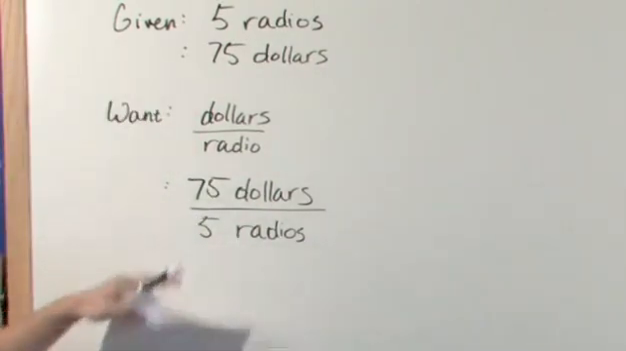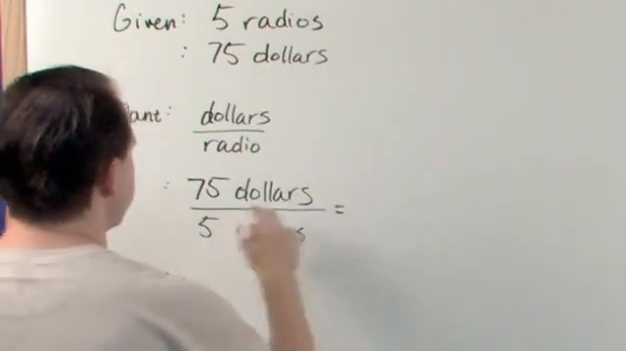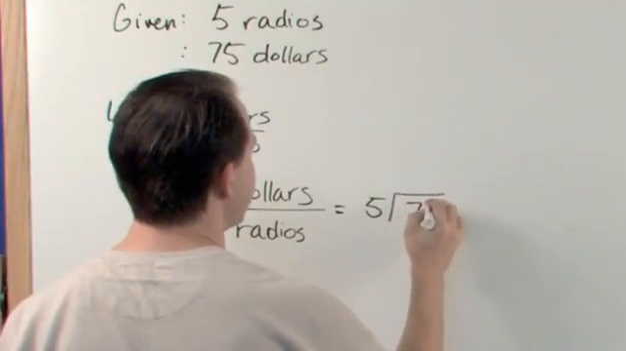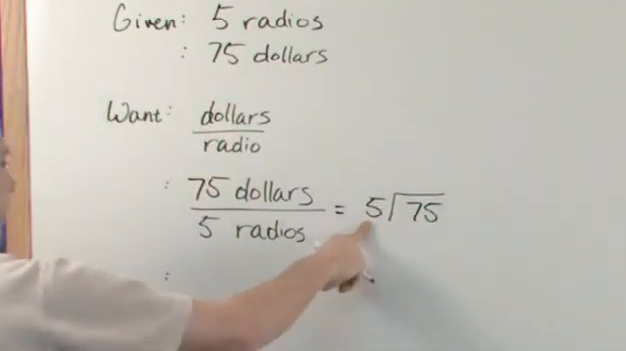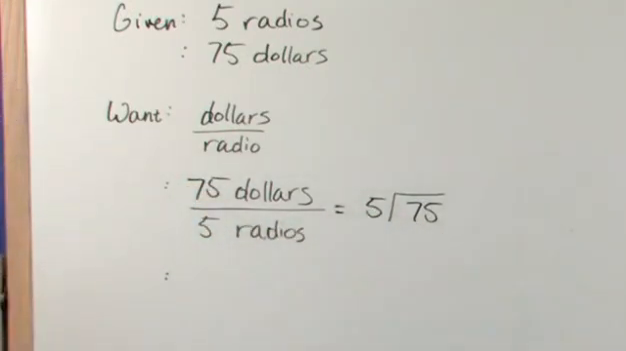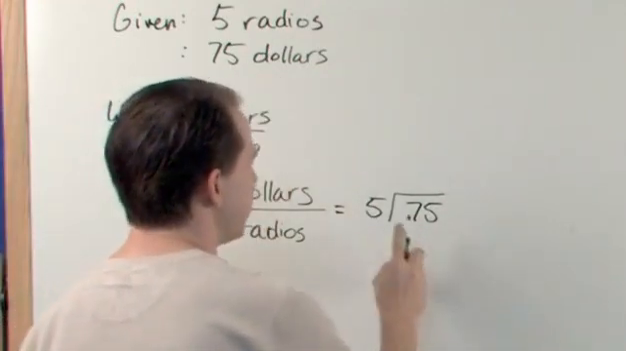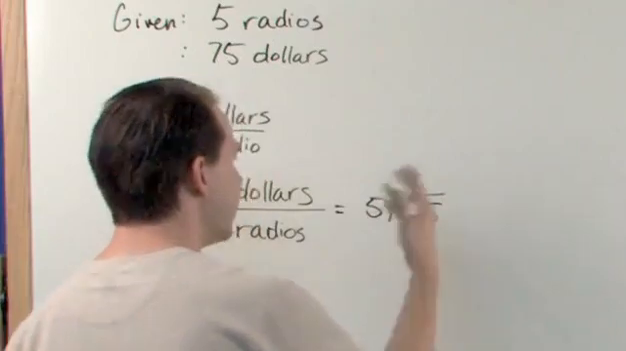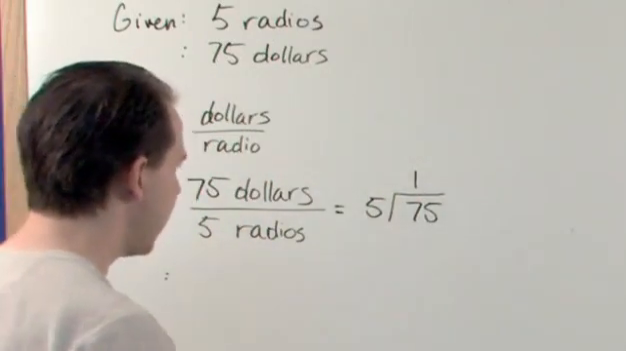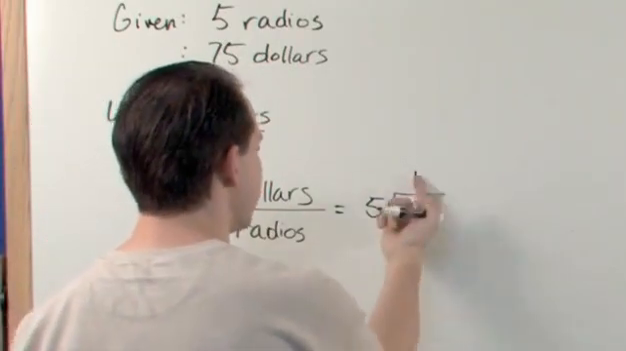So let's go ahead and do this division here and see what we get. So this is going to be $75 divided by 5 radios. 75 divided by 5. Let's figure out how to do this. First, you try to divide the 5 into the 7. 5 goes into 7 only one time because 5 times 1 is 5. It can't go 2 times because 5 times 2 would be 10, and that's too big. We're just looking at 7. So it only goes one time.